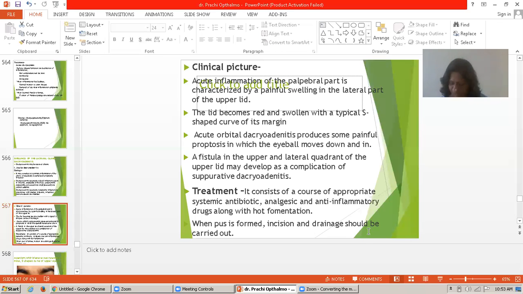So, acute dacryoadenitis commonly accompanies a systemic disease like mumps, influenza, or glandular fever, and it is characterized by acute local pain, swelling, tenderness, and drooping of the outer part of the upper lid with the characteristic S shape. The infection is usually self-limiting, and antibiotics with local hot compress may be required in some cases.